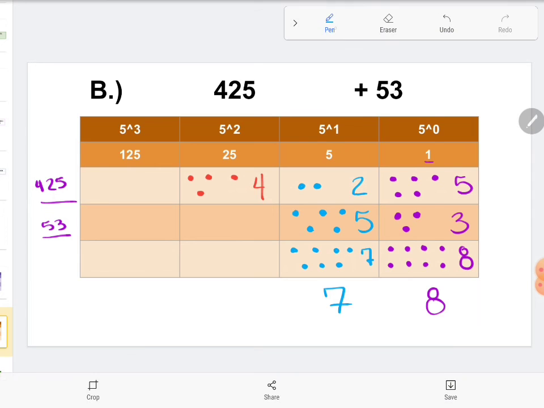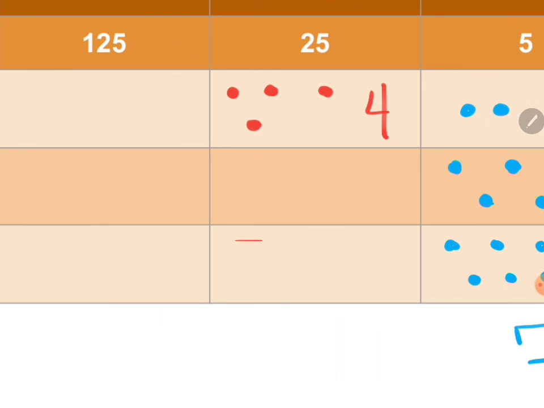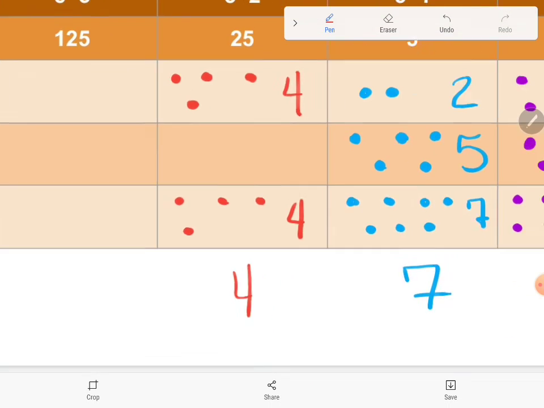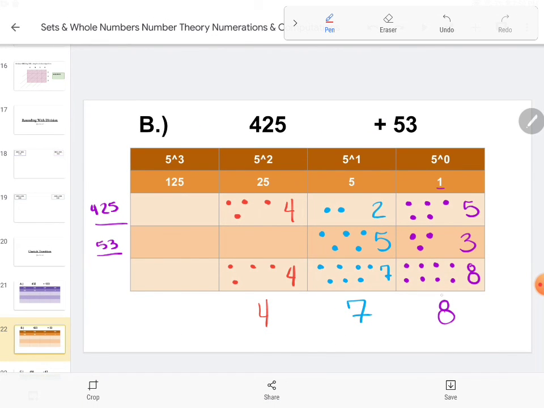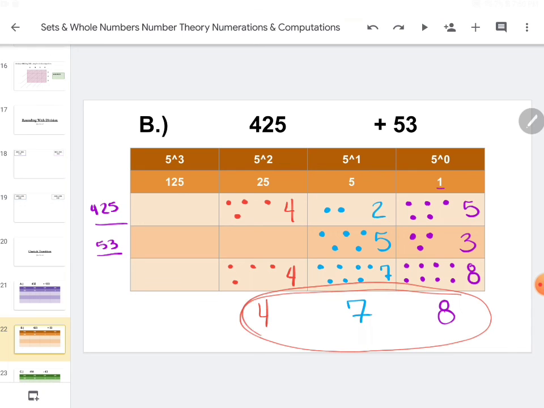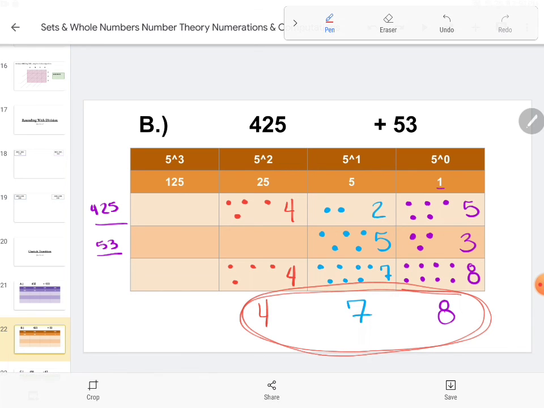And then for our final column that we have filled out, we only have 4. We don't need to do any addition. We'll drag our 4 down. 1, 2, 3, 4. And we will have 4 at the bottom. And once you get done with this, we realize that 478 will be our solution when it comes to 425 plus 53.